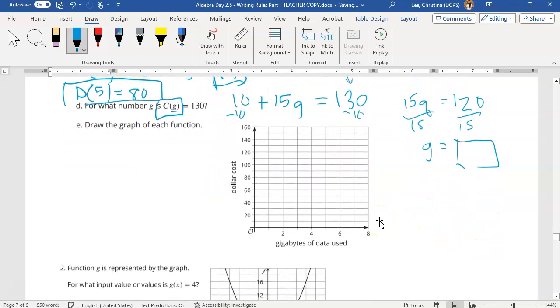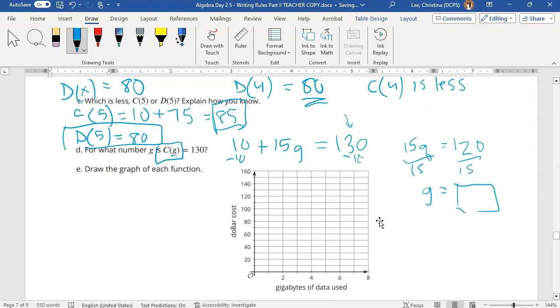It says draw the graph of each function. So let's start with D, because D is, no matter what, it's going to be 80. So no matter where we go, the cost for D, plan D, is going to be $80. So here I can label this plan D, right?